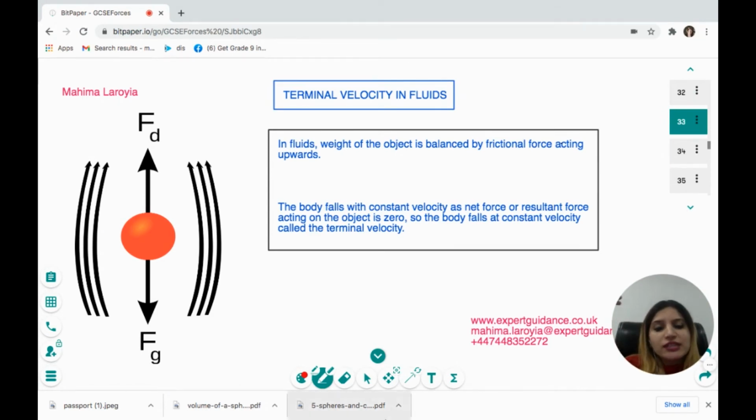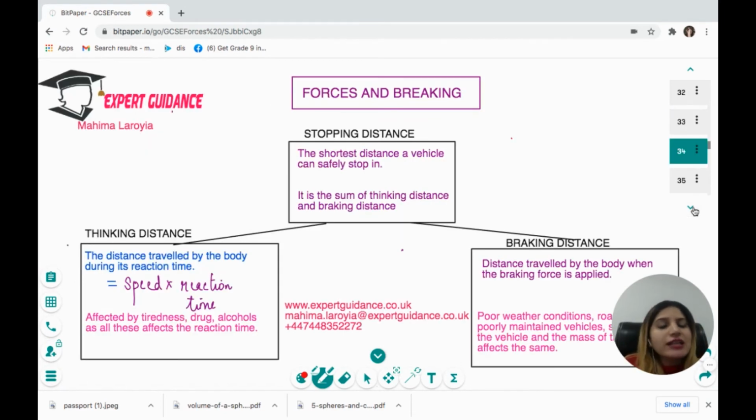In fluids, when you drop something in water, the weight of the object is balanced by the frictional force acting upwards. The body falls with constant velocity as no net force or resultant force acts on the object. So the body falls at constant velocity, called the terminal velocity. So this concept is also seen in fluids.